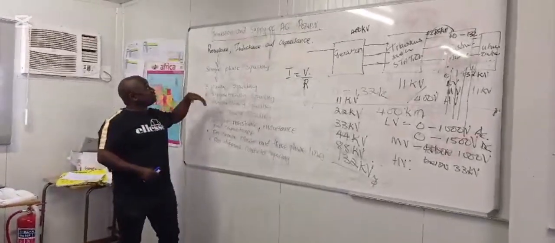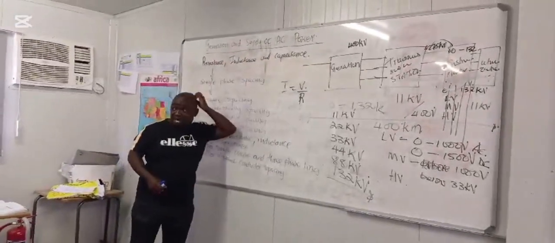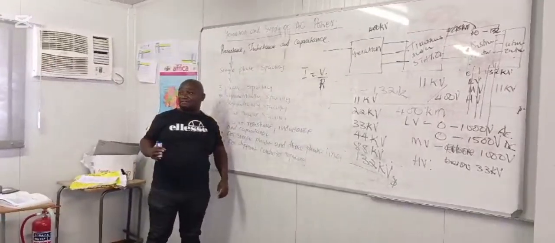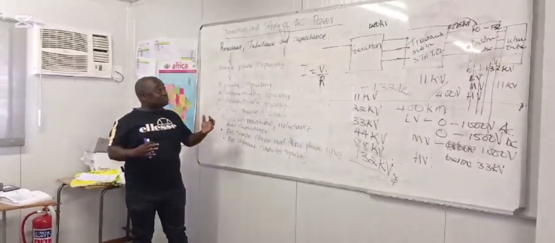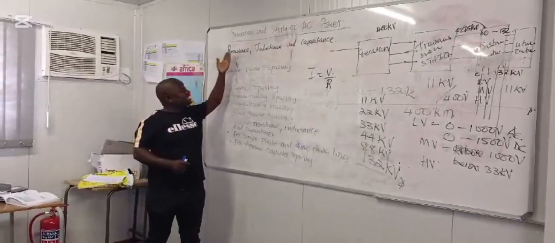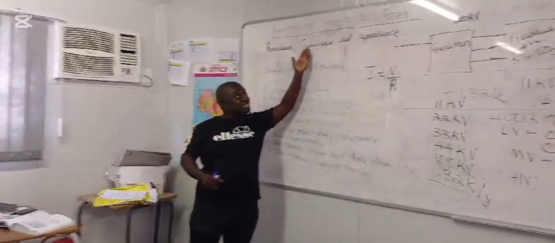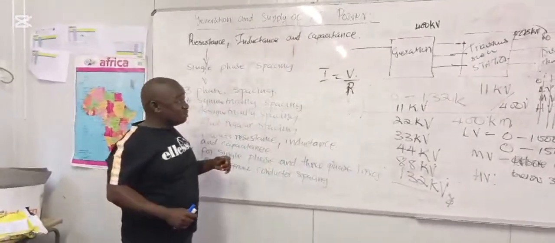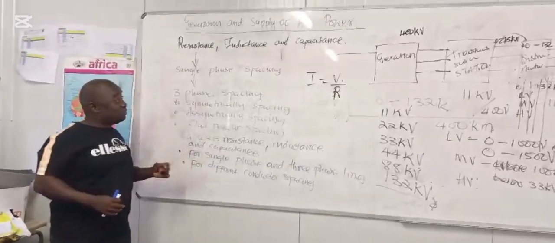As I was saying, on the generation and supply of AC power, on our syllabus, on Electrotechnics N5, what we need to take into consideration is the following: the effect that resistance, inductance, and capacitance have. These are the outcomes that at the end of the day we should be able to do.